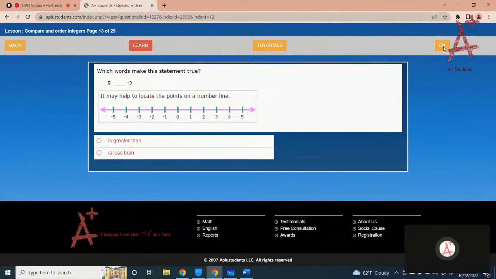Okay, the next one is, which word makes the statement true? 5 and negative 2. 5 is less than negative 2 or greater than negative 2? 5 is greater than negative 2 because positive numbers are always greater than negative numbers. Got it?